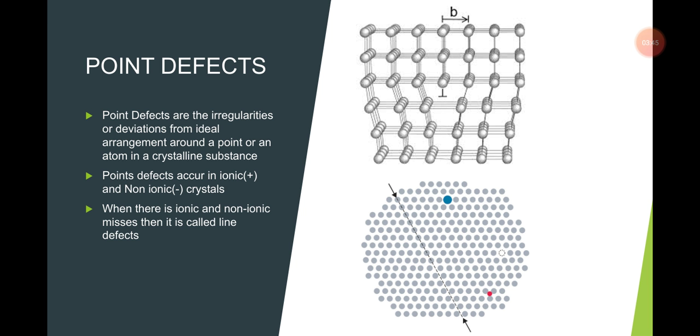Now, point defects. Point defects are the irregularities or deviation from ideal arrangement around a point or an atom in a crystalline substance. Point defects occur in ionic and non-ionic crystals. Actually, if you see in the above figure, the one whole line is missed, so it is actually a line defect, or you may say it is a point defect. So when there is ionic and non-ionic missing, then it is called a line defect. If we see in the figure, we can observe it easily.